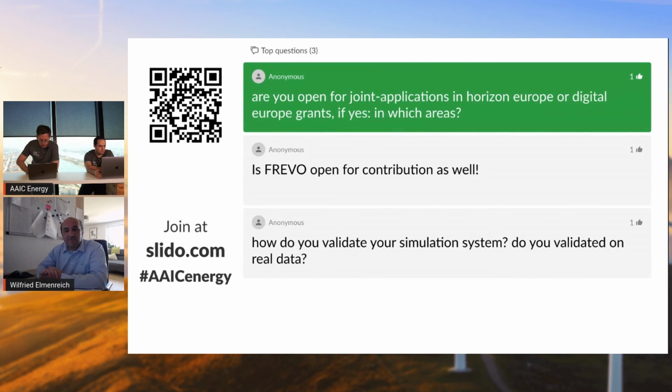First question being, are you open for joint applications in Horizon Europe or Digital Europe grants? If yes, in which areas? Yes, for sure. We have some experience with Horizon 2020 projects, basically in areas relating to smart grid applications. Here we are more on the low voltage end, so the smart home consumer side. This would be our strength, but in general, smart grid, yes, and also complex systems and swarm systems, where we're also quite strong in our research. So both would be possible: smart grid, complex systems, swarm systems. Maybe the person who asked that question can get in touch if you have some concrete suggestions.